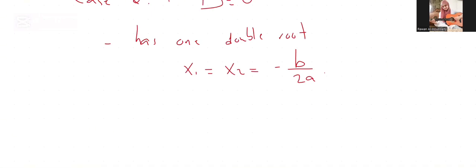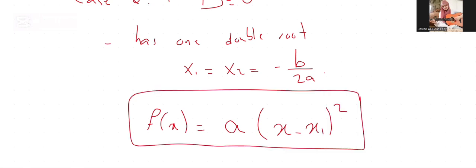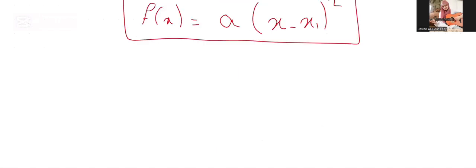Now if you want to factorize f of x in the case of delta equal to 0, the factorization, if I want to factorize, is a multiplied by x minus x1 all squared. So we have to study this form. First I put the value of a, then x is the unknown, and it stays as x minus x1, which is the root that came out in this part. Let's take an example to illustrate this idea.